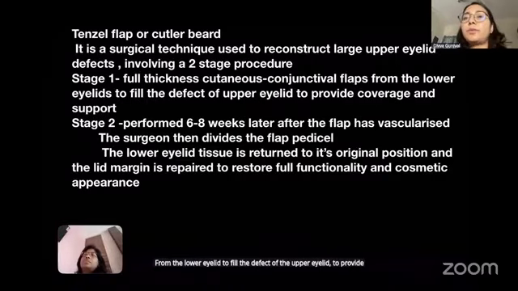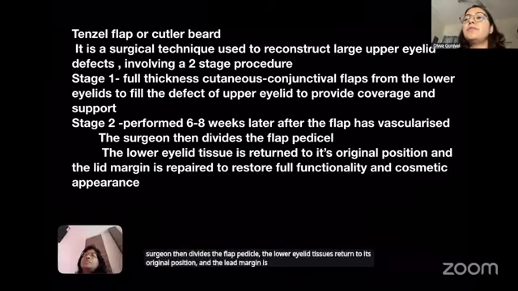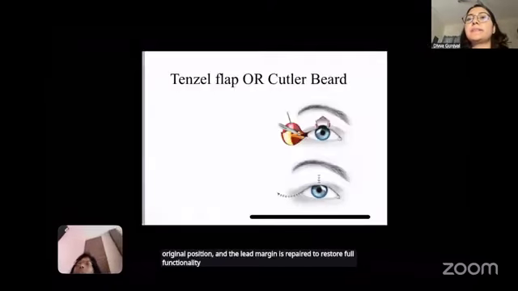provide coverage and support. Stage 2, performed 6 to 8 weeks later after the flap has vascularized. The surgeon then divides the flap pedicle, the lower eyelid tissue is returned to its original position, and the lid margin is repaired to restore full functionality and cosmetic appearance.